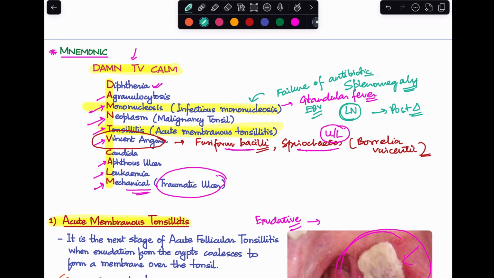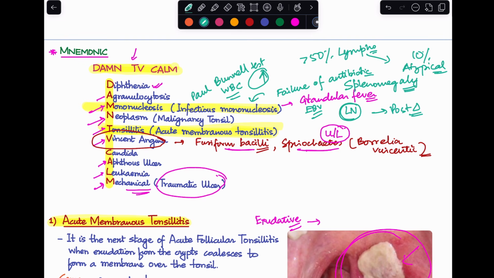When you do a blood smear in these cases, what you will be finding is there is more than 50% lymphocytes. And of these lymphocytes, about 10% of them are going to be atypical. So, what we see here is a case of atypical lymphocytosis. And when you look at the WBC count, it is going to be normal in the first week, but it will rise in the second week. And the most common test here that we do is the Paul Bunnell test. This will show high titers of heterophil antibody.